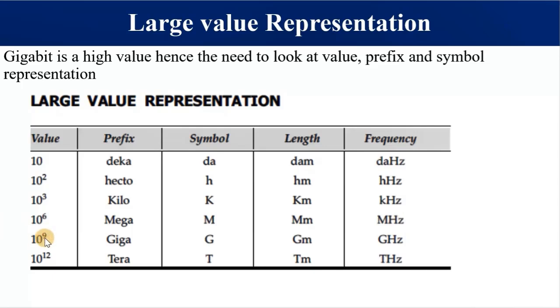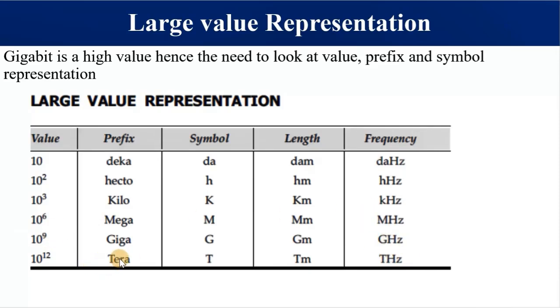10 to the power 9, that's 1 billion, and the prefix is giga, but in short we refer to it as gig. For example, 1 gigabit per second. The symbol is capital letter G, and the frequency is gigahertz. You know, Hertz was a guy who made some notable discoveries. So 1 billion hertz is equivalent to 1 gigahertz.